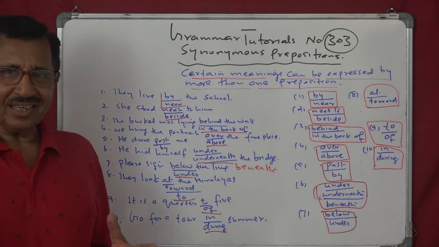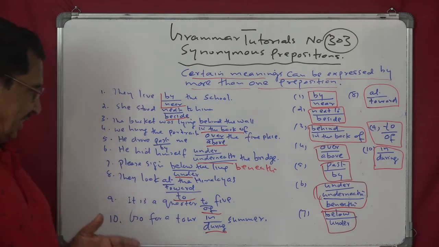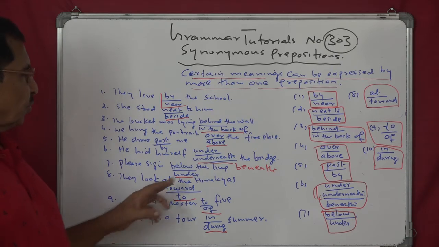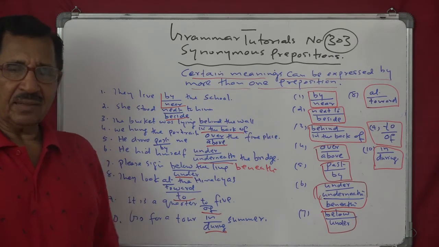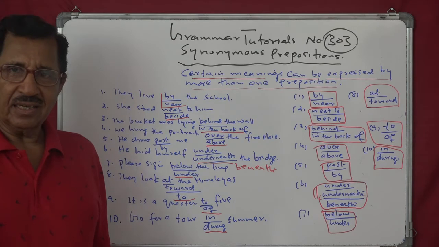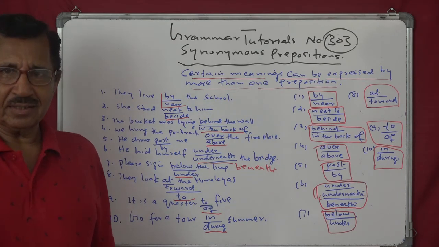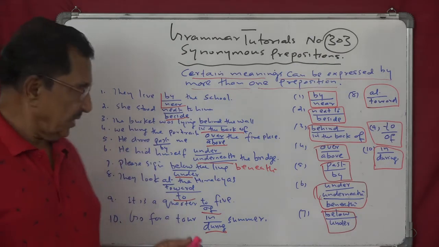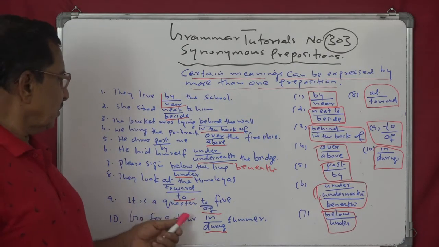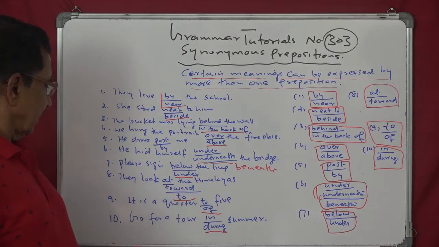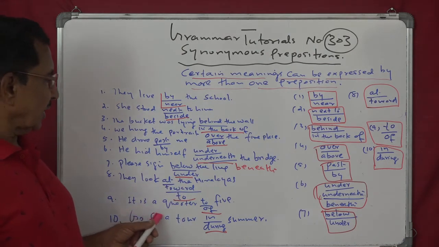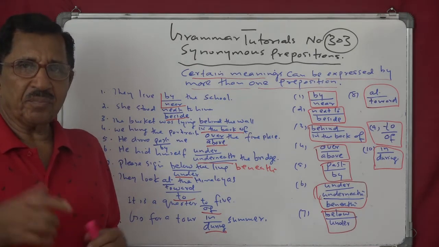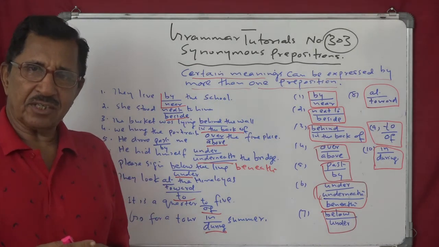But very often we prefer below the line. Eighth, they look at the Himalayas, they look toward the Himalayas. Some days you can also see here, they look to the Himalayas. Look to, that's also a possibility, but very often we prefer this. This toward and at and toward. It is at 4:45, it is to 4:45. But preferred is to 4:45.